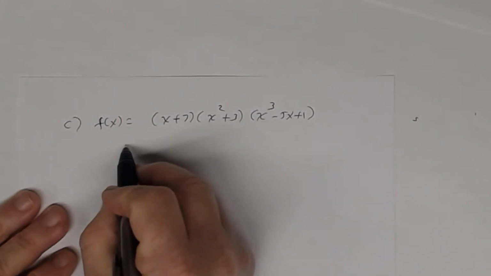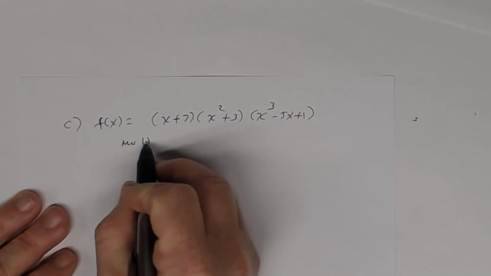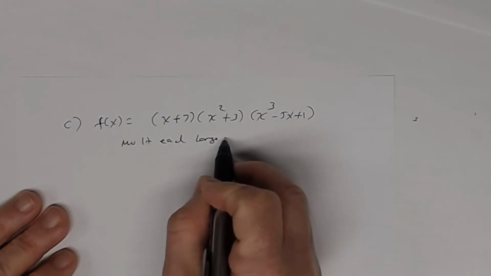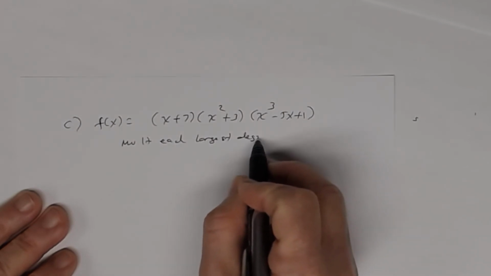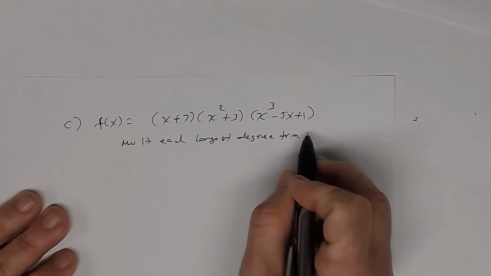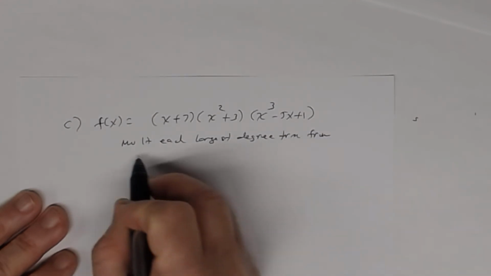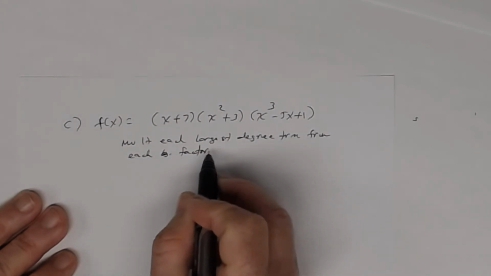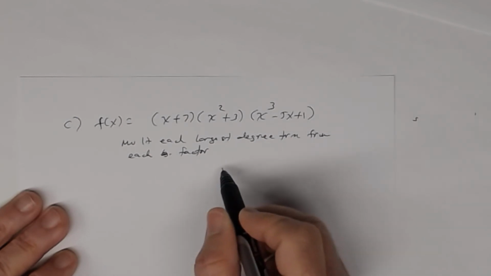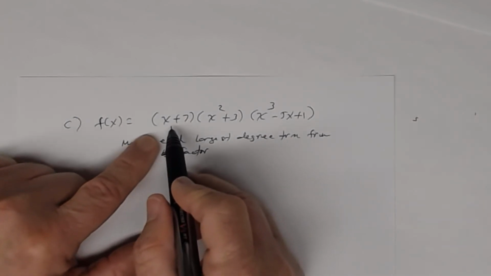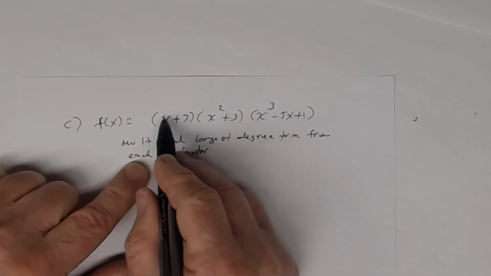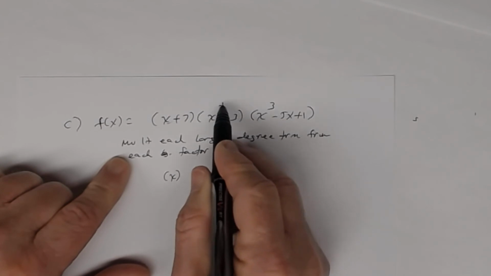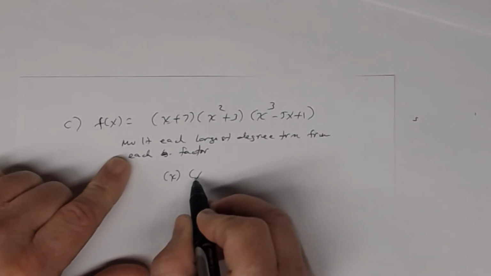The best thing to do is to multiply each largest degree term from each factor. So that means this. If I look at x plus 7, the largest degree term is x. If I look at x squared plus 3, the largest degree term is x squared.